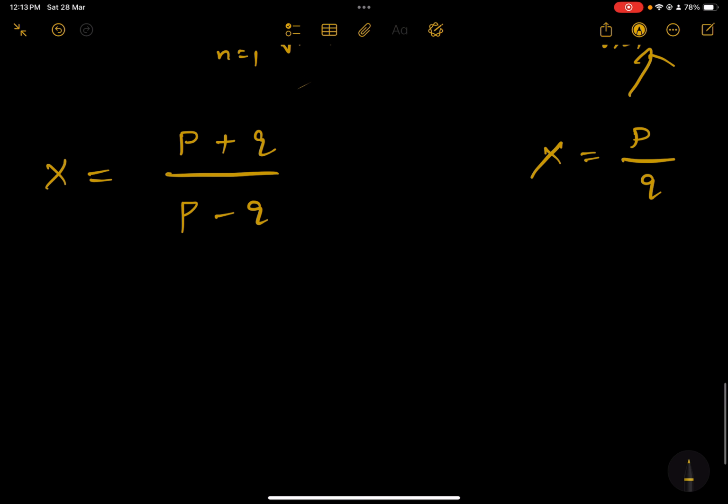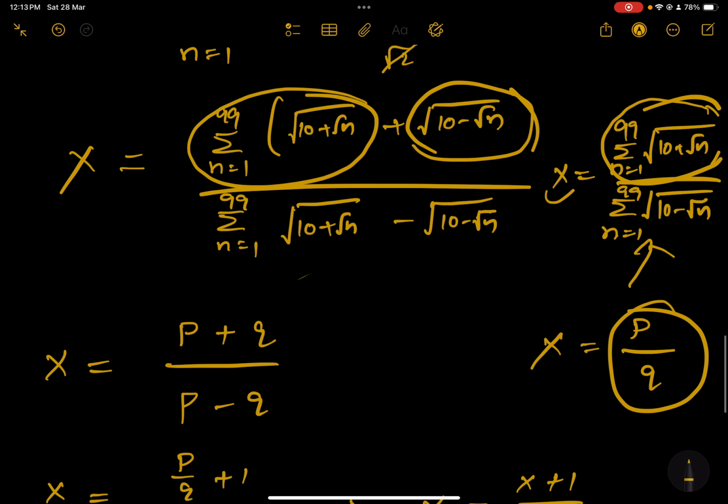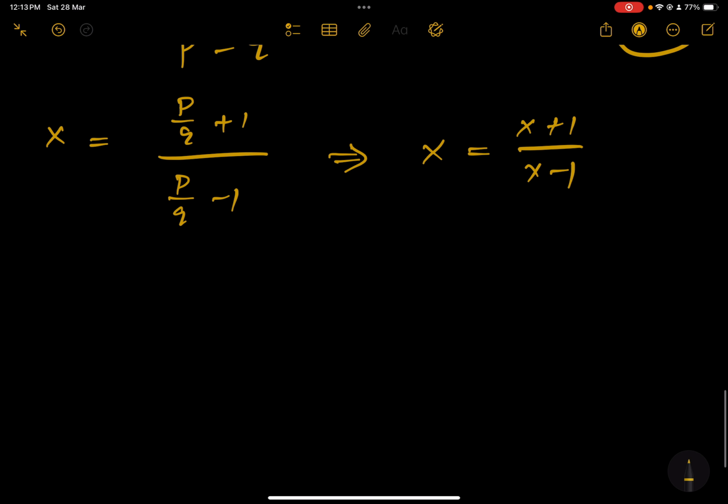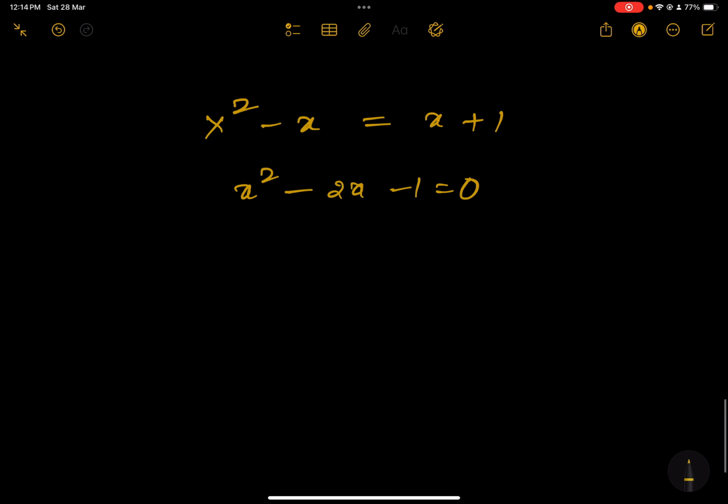Now x is equal to, divide the numerator and denominator by q, then you will get p by q plus 1 upon p by q minus 1. So this gives us x is equal to, we know p by q is x, so x plus 1 upon x minus 1, and we have to find out the value of x. All right, so just cross multiply this, then you will get x square minus x is equal to x plus 1. So x square minus 2x minus 1 is equal to 0. So this is simply a quadratic equation. See how beautiful it is.